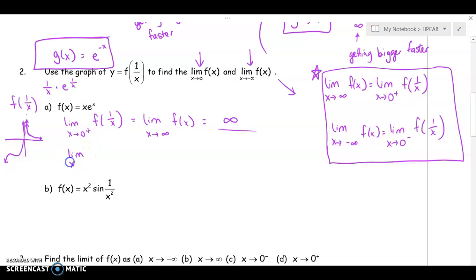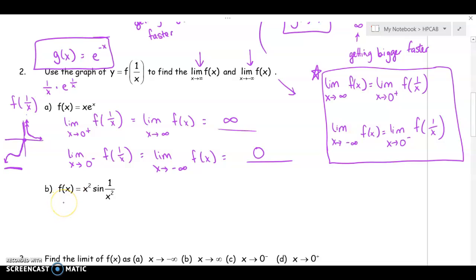The limit as x approaches 0 from the left side of f of 1 over x will be the same thing as finding the limit as x approaches negative infinity of f of x. All right, so let's approach 0 from the left side. If we approach 0 from the left side, we're looking at this branch down here. As we go up this branch, we're getting closer and closer to the origin, which has a y value of 0. So the limit's going to end up equaling 0 for that particular one. All right, so that's where you can use the graph.